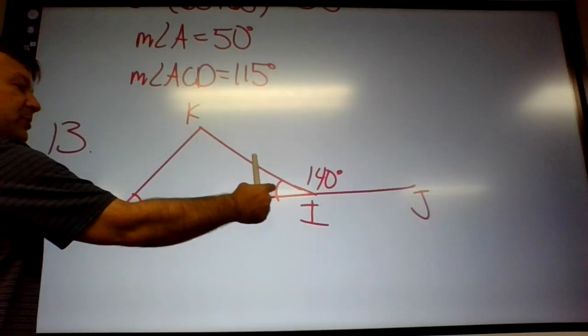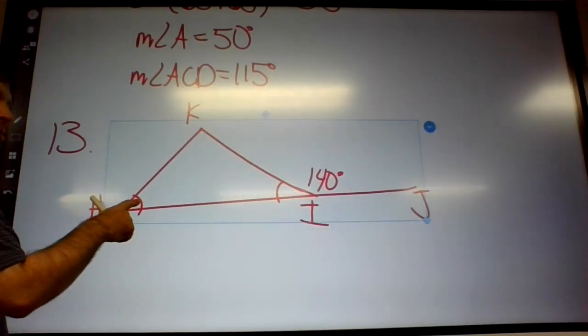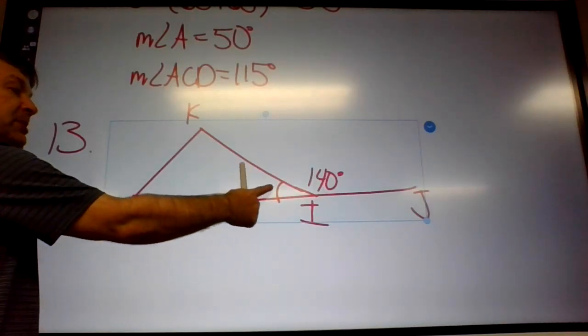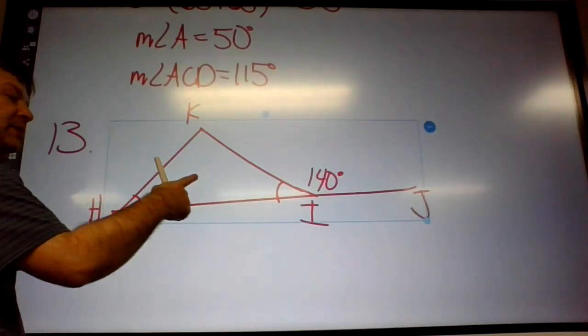Do you guys know what this means when they put one arc here and one arc here? Anybody? Ashley? You know what this means? Okay, that means these two angles have to be the same.